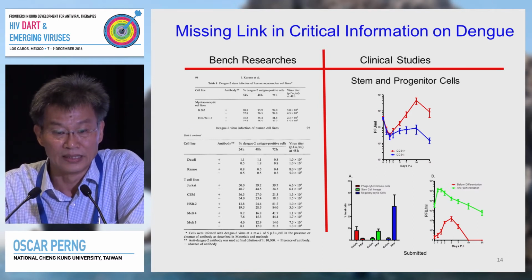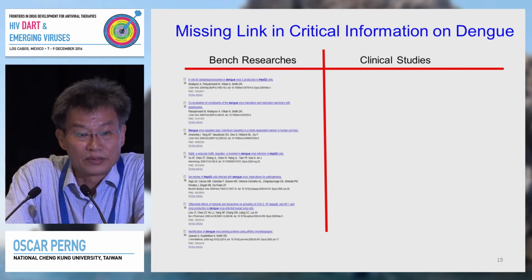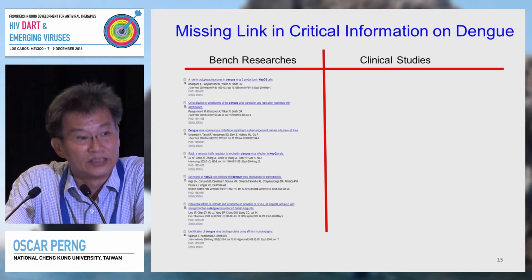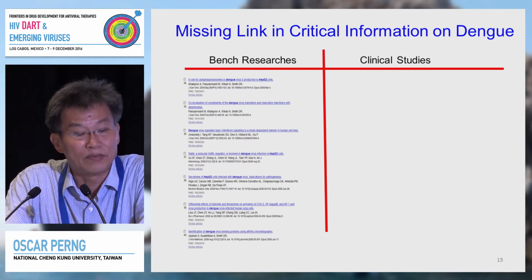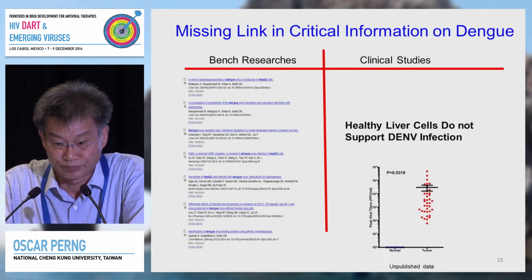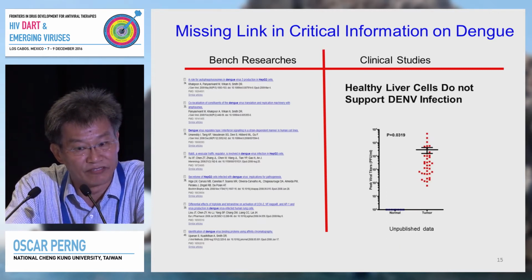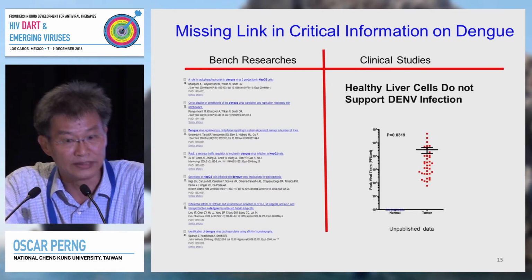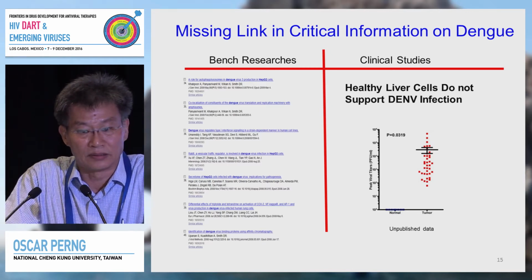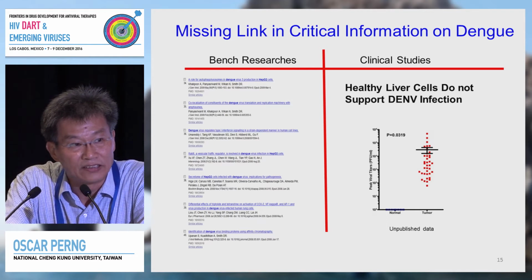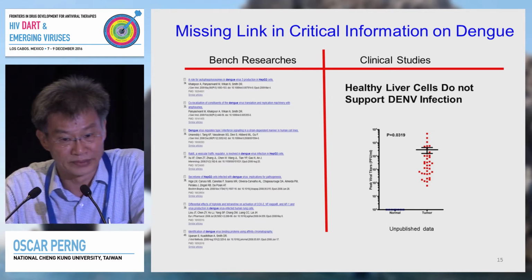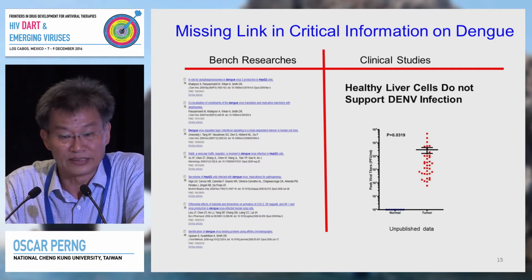That's one thing. Another thing is, people think that the liver cell can potentially be infected by dengue virus. So everybody uses Huh7 to screen their antiviral drugs. But in our hands, we never see healthy liver get infected, only the tumor. This is from surgery. We took out the tumor part and the healthy part, and you find that the healthy liver cell is never infected with dengue virus, only the tumor part, okay? So this is one of the potential missing links here.